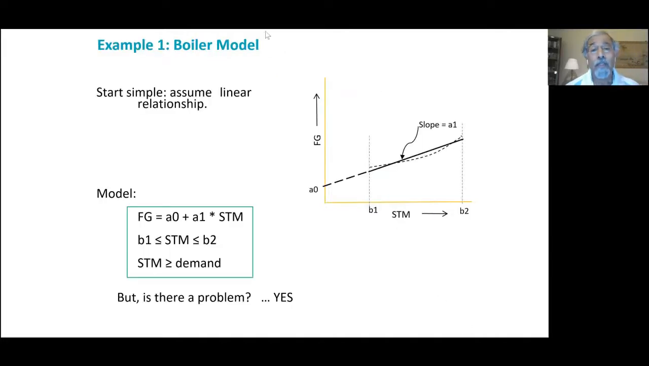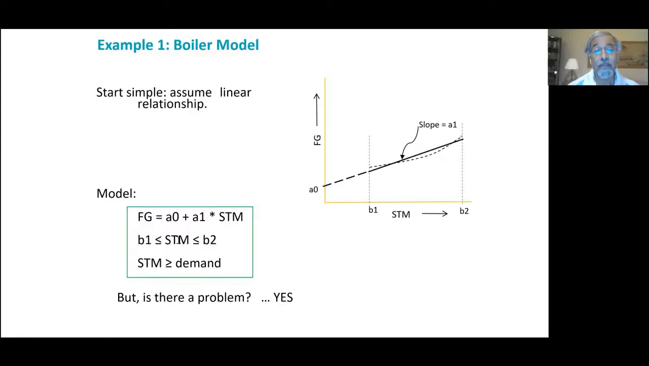So what is our simple model based on what we discussed here? Let's assume a linear relationship between fuel and steam, so that is this relationship. Then the limits provided for the steam generation, B1 and B2, so steam production has to be between those two limits. And the total steam produced has to meet the demand of the process. Is this a good enough model or is there a problem? Unfortunately, there's a problem. What is that?